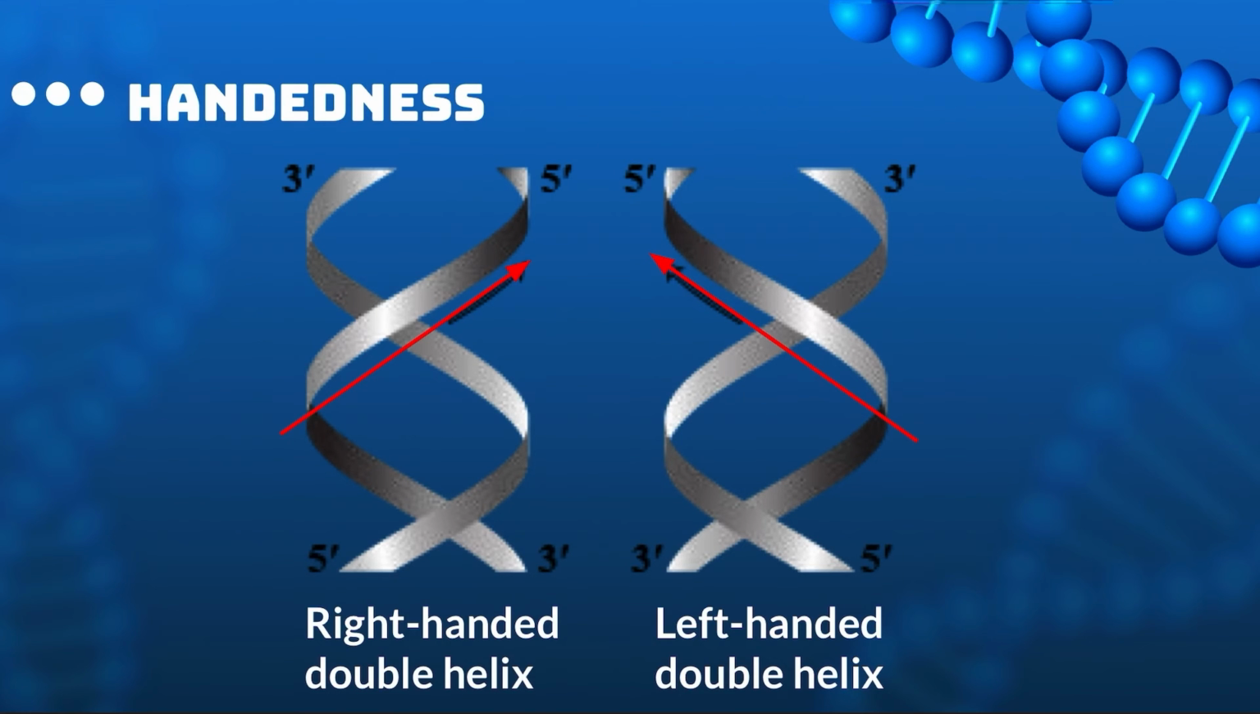The DNA can be right-handed or left-handed depending on the DNA strand's helix direction. If the helix is pointing up to the left, it means that it's left-handed, and if the helix is pointing up to the right, it means that it's right-handed. Almost all DNA is right-handed, but it's possible for it to be left-handed.